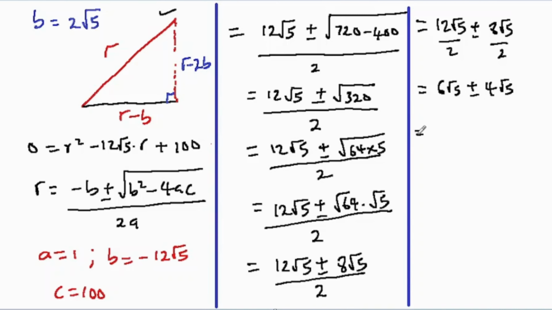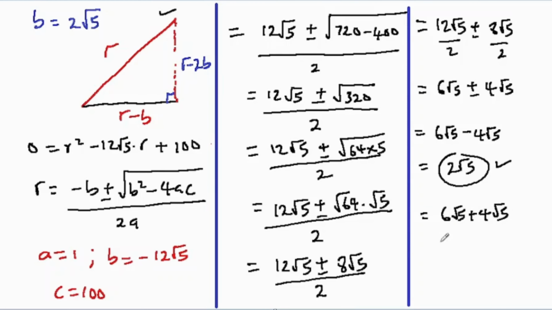So we have two solutions. 6 root 5 negative 4 root 5 is going to give us 2 root 5. This is the first solution. Or we have 6 root 5 plus 4 root 5, so that's going to give us 10 root 5. This is the second solution.